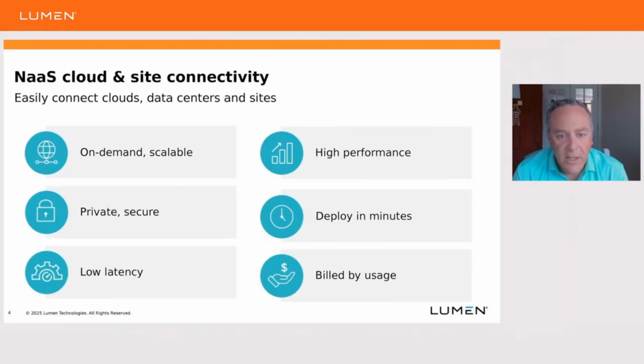So, what is network as a service and cloud and site connectivity? Simply put, it's the cloudification of network services that simplifies connectivity to the cloud, data centers, and other sites. Think of it as moving network services into a fully digital, on-demand, flexible model. With network as a service, connectivity is on demand, where compute and application services are easily accessible as cloud-like services. Connectivity is private and secure, backed by Lumen's Black Lotus Labs cyber intelligence.